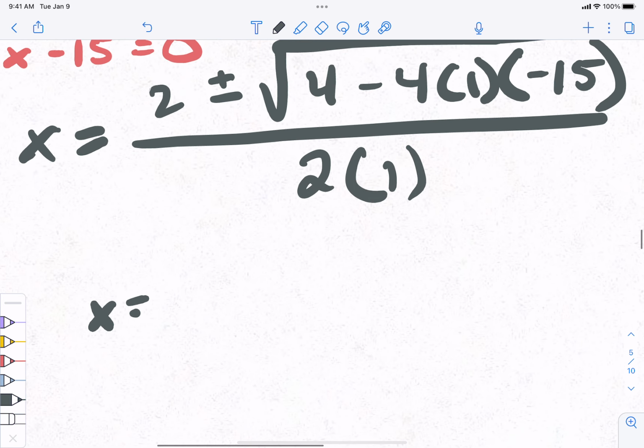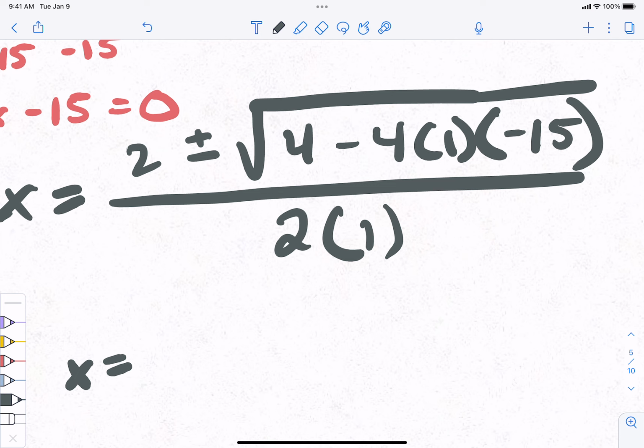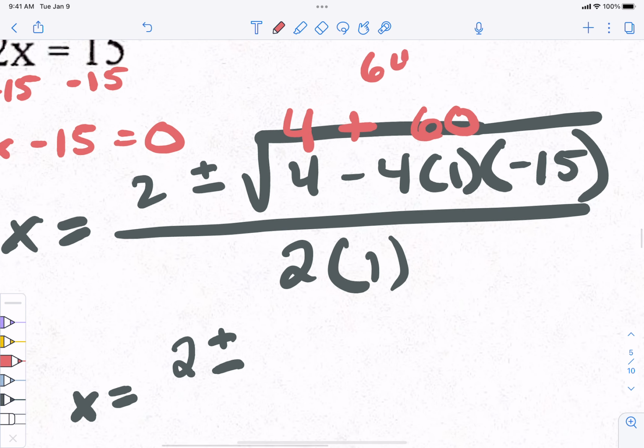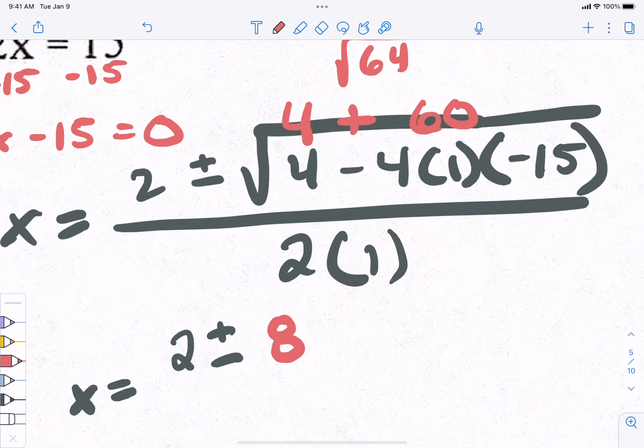So x equals 2 plus or minus, okay, this number right here. This is 4, and then negative 4 times 1 times negative 15. Is that going to be a positive 60 or a negative 60? Positive 60, because there's 2 negatives, right? What's 4 plus 60? 64. But that's underneath the square root, and we have to take the square root of that, which is 8. It comes out nice, right?